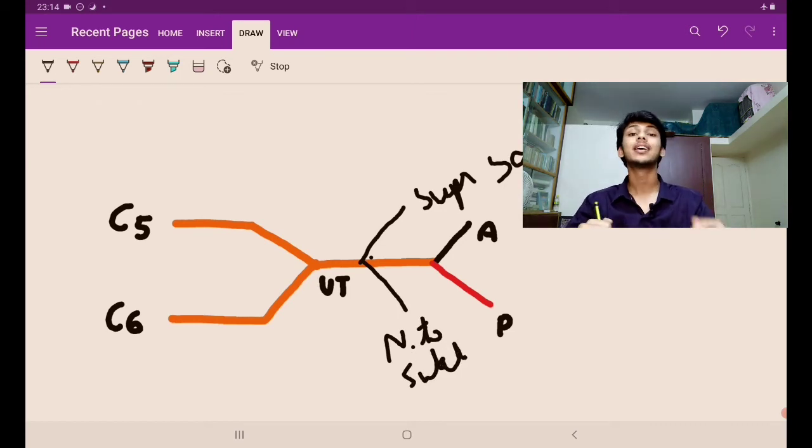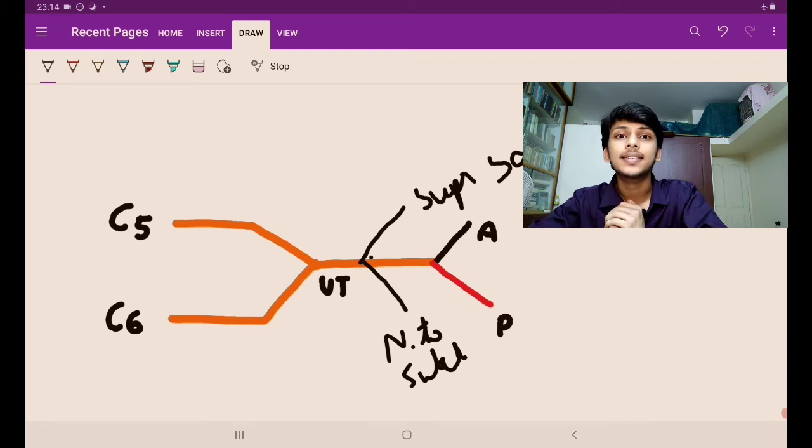Subclavius muscle, where was it? It was between the first rib and the clavicle. So that is supplied by a branch from the upper trunk of brachial plexus called nerve to subclavius. Then there is suprascapular nerve. Where did we study it? We studied this 2.5 minutes ago.